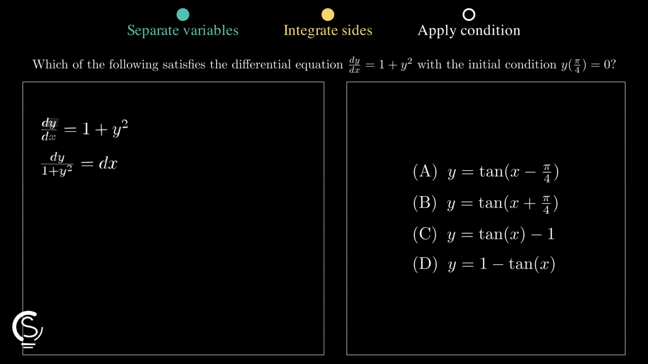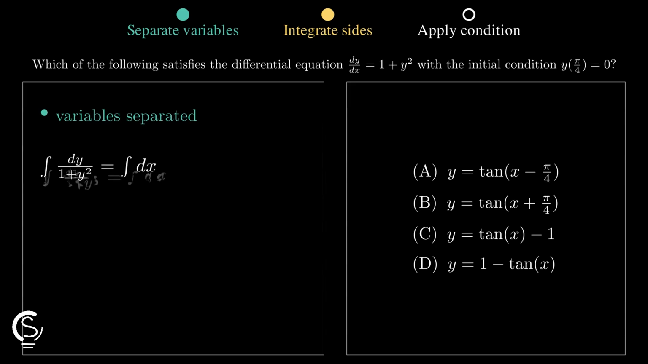Now integrate both sides. The integral of 1 over 1 plus y squared is the arctangent of y, while the integral of dx is simply x plus a constant. Boom, done!